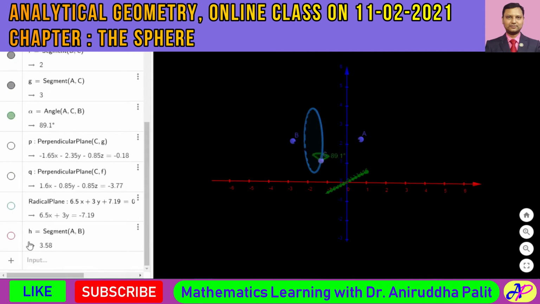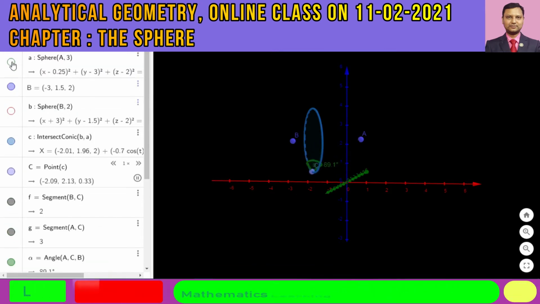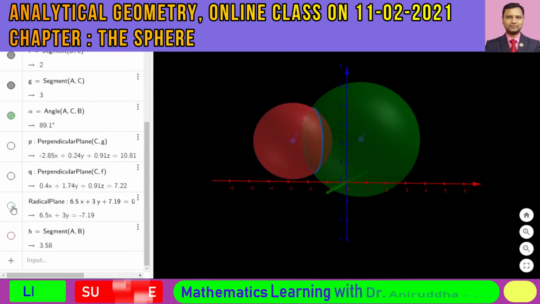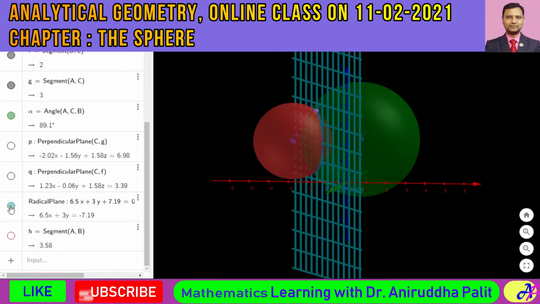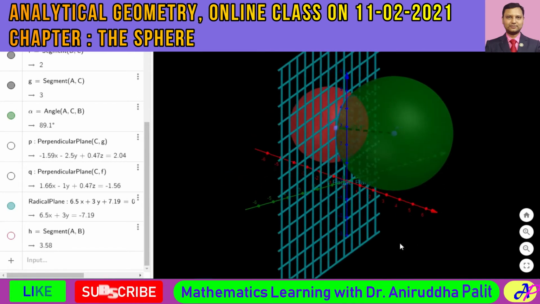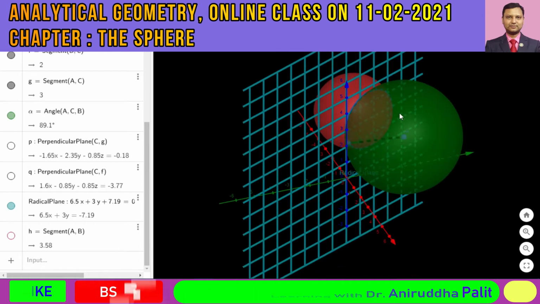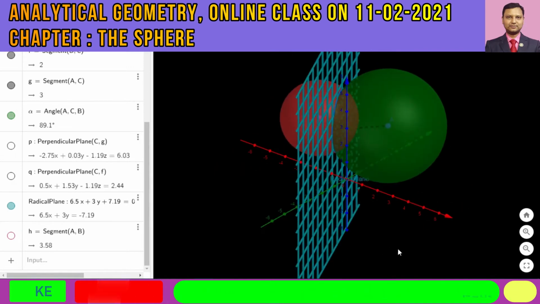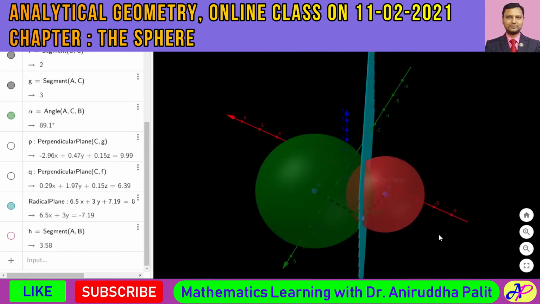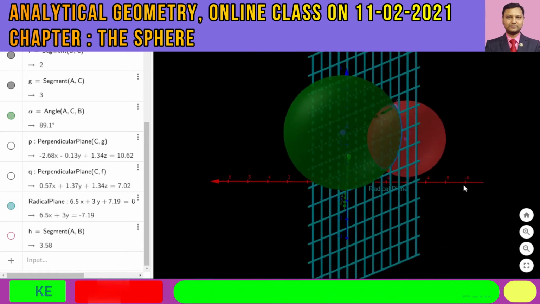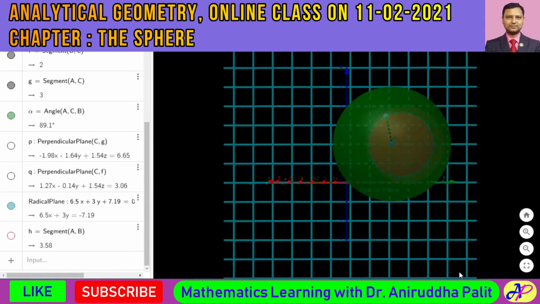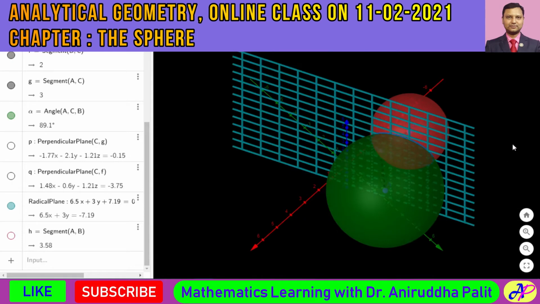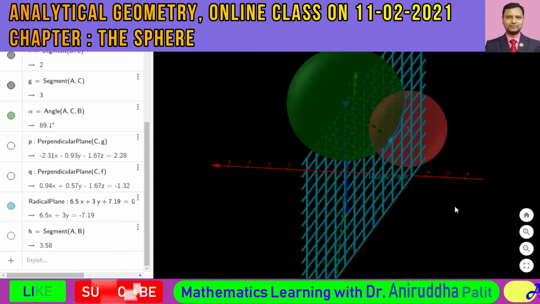And over here, let me firstly make these two spheres visible. And over here, let me consider the radical plane. You will see that the radical plane is nothing but the plane through the section of these two spheres. Okay, so this is the radical plane, and you can look at this expression over here. Look at this picture from the different directions, and this is the radical plane from different orientations.